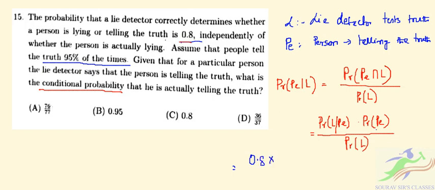And the probability of the person telling the truth, most of the time, is 95%. It is given over here, so it is 0.95, and the probability of L is 0.95, so the conditional probability is simply 0.8. So the correct option in our case, that is the probability that the person is actually telling the truth, is 0.8, option C.